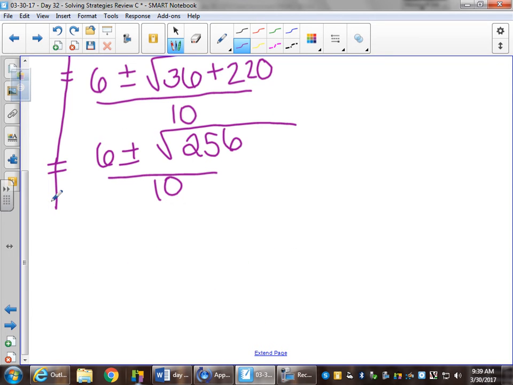You could get a piece of paper if you want. It's up to you. Okay, Gladdy, what is the square root of 256? 16. What am I going to do next?